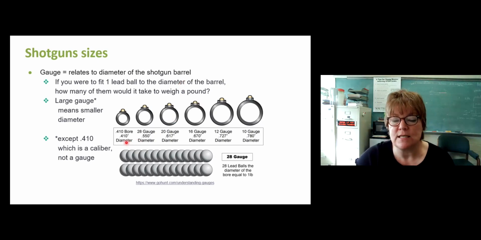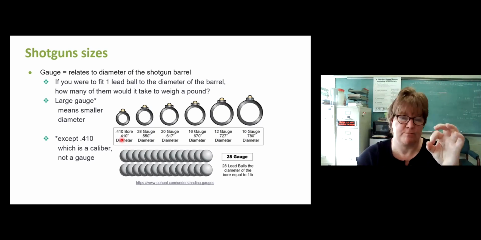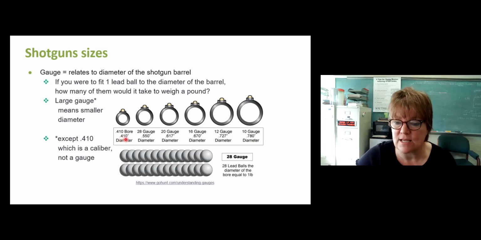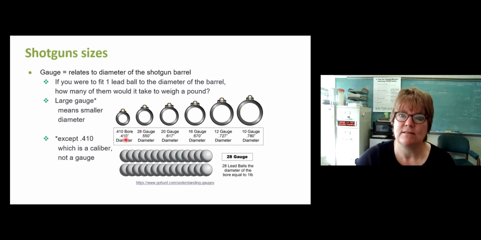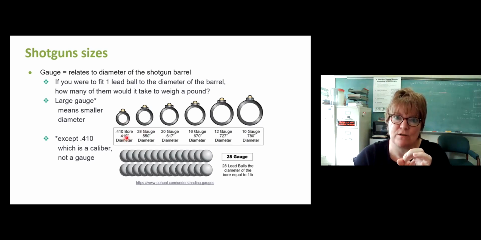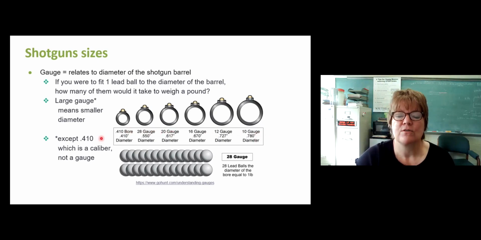But what we do see is that as the actual diameter of the barrel gets bigger, the gauge gets smaller. Ignore the 410 because that's kind of unusual. That one's actually not by the gauge of the ball that would fit in there. That's a true measurement of the bore, 41 hundredths of an inch in diameter, or 410. But for all these other gauges, as the gauge gets smaller, the diameter of the bore gets bigger. I hope that's helpful. It's a little bit of a confusing way.